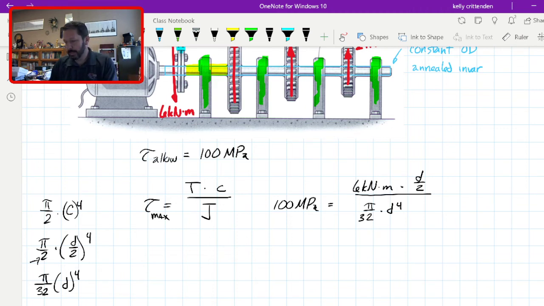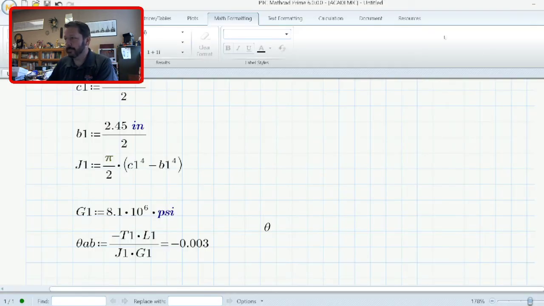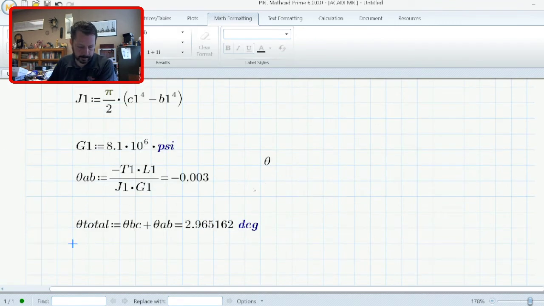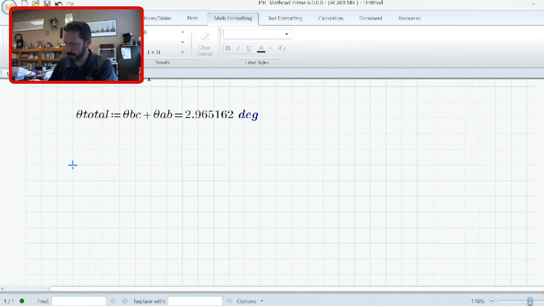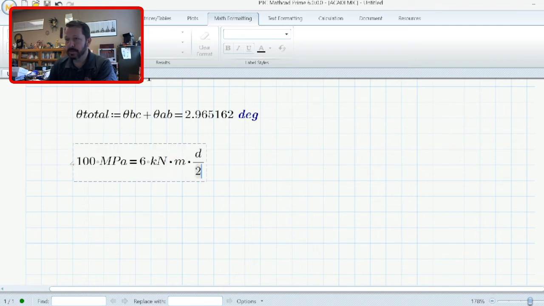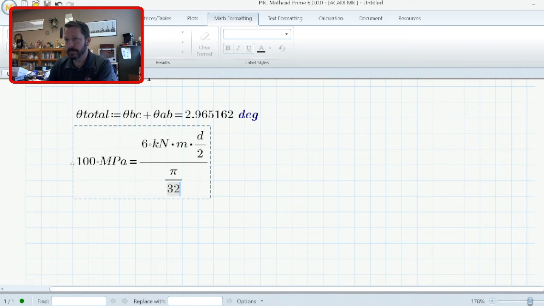So let's go over to MathCAD, see if we can get MathCAD to solve this for us. I don't know if I can make it do that or not, but we'll find out. 100 megapascals. I'm going to do the control equal so I can do some symbolics on it. Equals T, which was 6 kilonewton meters, times D over 2. So that's T times C over J, which is pi over 32 times D to the fourth.